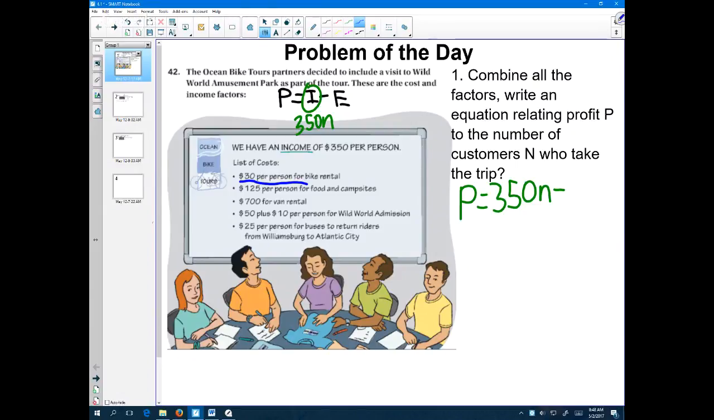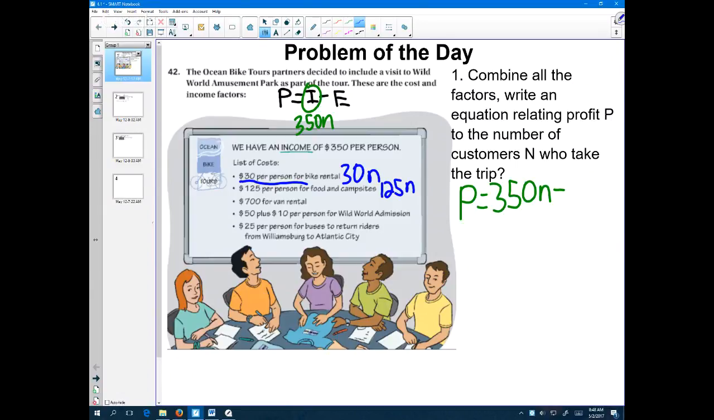Richard? 30N. So right now that is just 30N. Okay, next one says $125 per person. How do you write that, Abby Perry? $125 per person. So this one's 125N. Next one says $700 for van rental. How do you write that? How do you write $700 for van rental?